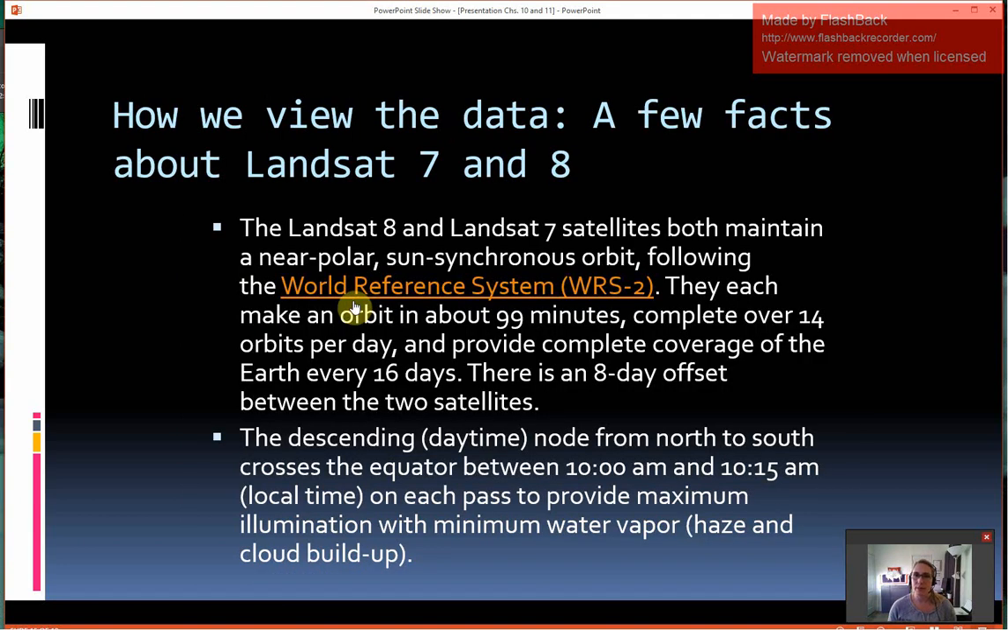Just a few facts about Landsat 7 and 8. They both maintain a near-polar sun-synchronous orbit, and they follow the World Reference System. They each make an orbit in about 99 minutes and complete over 14 orbits per day and provide complete coverage of the Earth every 16 days. And there's an 8-day offset between the two satellites. The descending daytime node from north to south crosses the equator between 10 a.m. and 10:15 a.m. on each path to provide maximum illumination with minimal water vapor, haze, and cloud buildup.